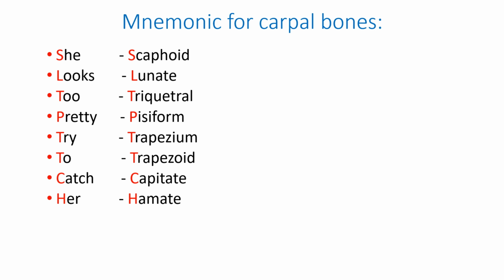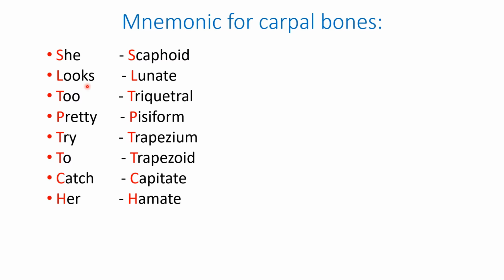So here is a mnemonic for the carpal bones that you can use to easily remember the bones from lateral to medial, from the proximal to the distal row. The first 4 bones, that is scaphoid, lunate, triquetral, and pisiform, form the proximal row. Then the last 4 form the distal row, from lateral to medial.